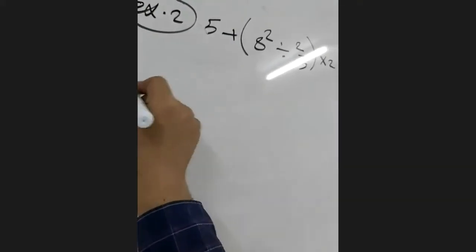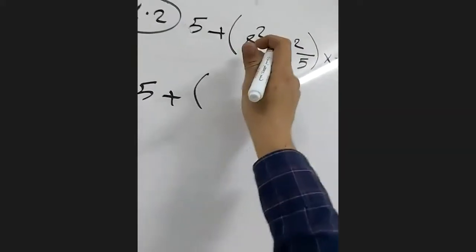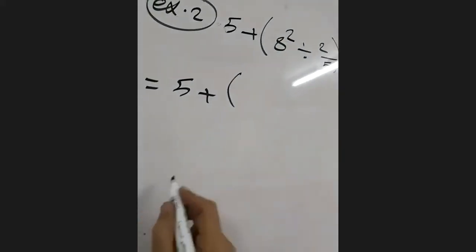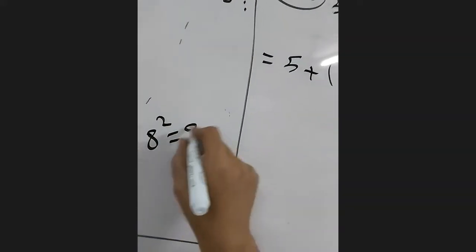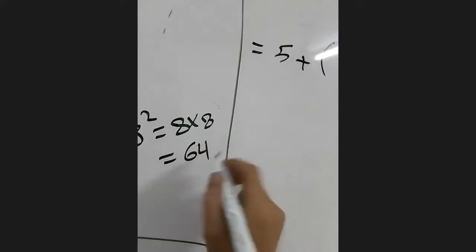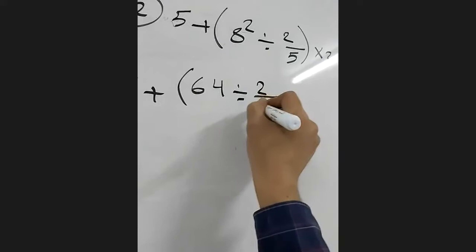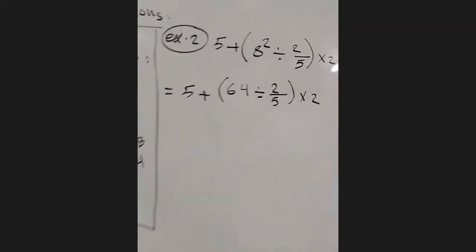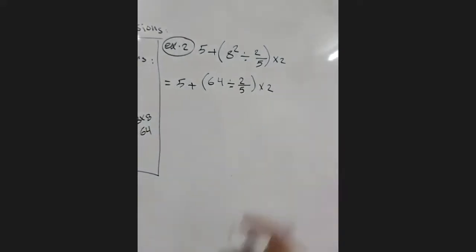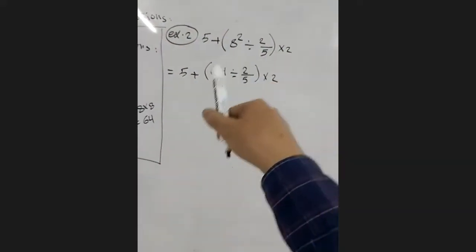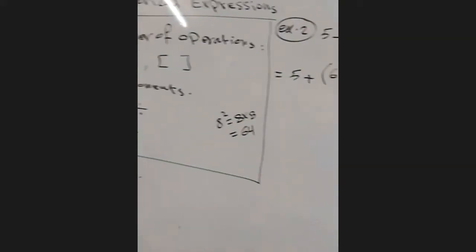So the 5 is still the same. The bracket is still a bracket because I'm not done with it, but I'll do 8 to the power 2. Do not do it here, do it outside. 8 to the power 2 equal 8 by 8, which is 64. We did that before. 8 to the power 2 is 64 divided by 2 over 5 multiplied by 2. The parentheses is still there, guys, because I'm not done with it. I did the exponent before the division because this is what the order of operations is telling me.